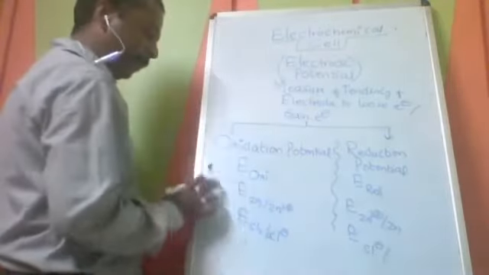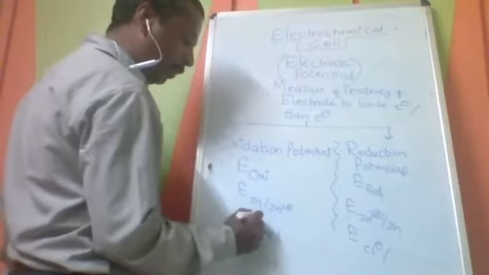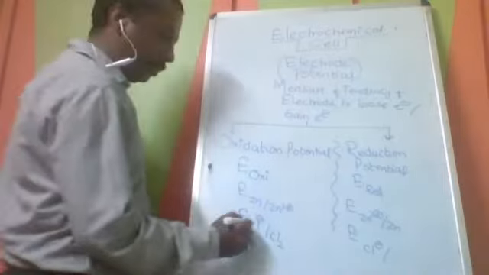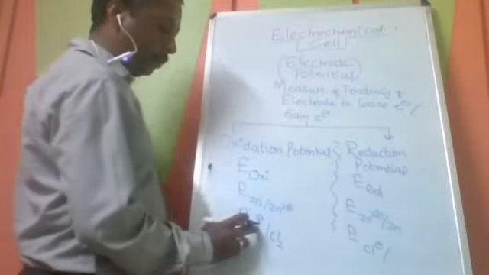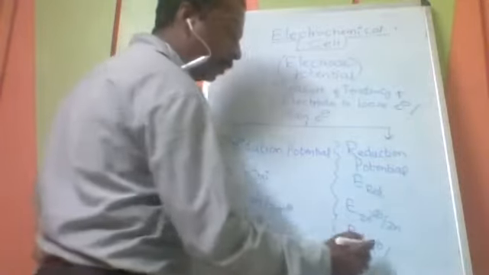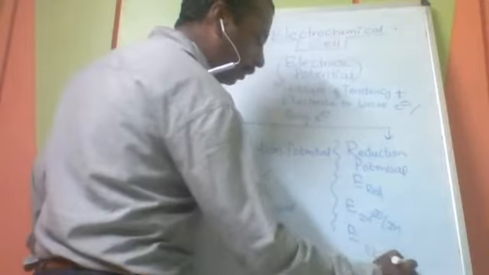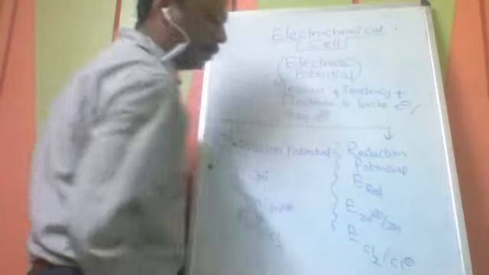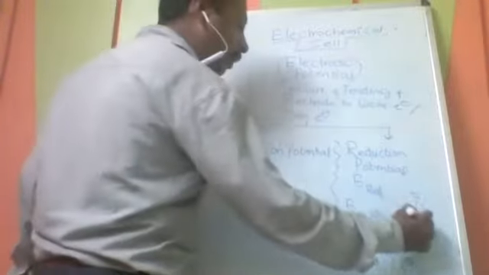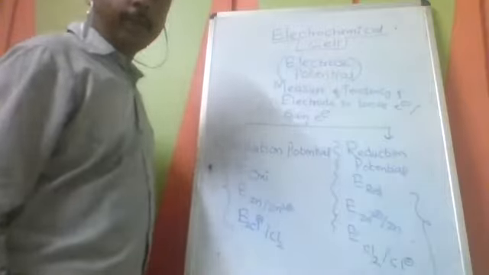Sorry, this is oxidation. In oxidation, the negative will come first and the neutral will come afterwards. So, sorry, it is E of 2Cl minus oblique Cl2. And here, for reduction, Cl2 will be first and Cl minus afterwards. So these are the three different ways of mentioning oxidation and reduction potential.